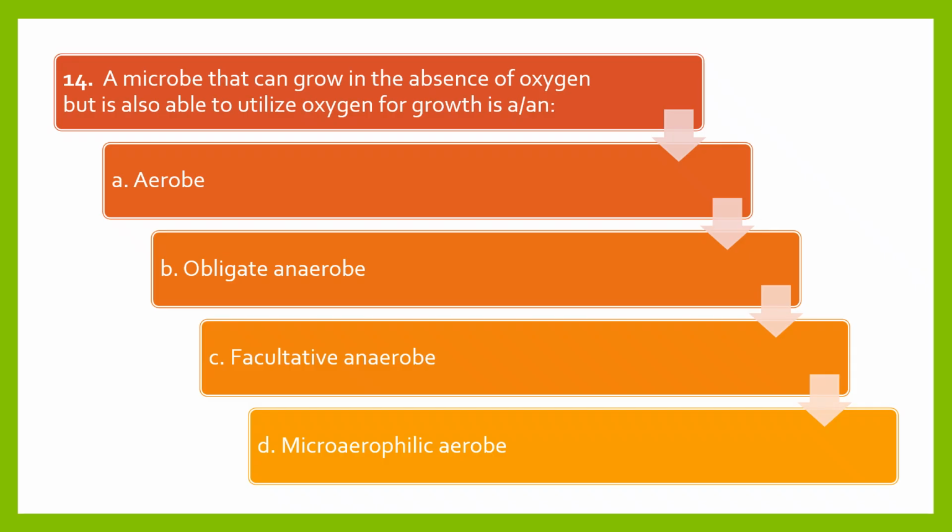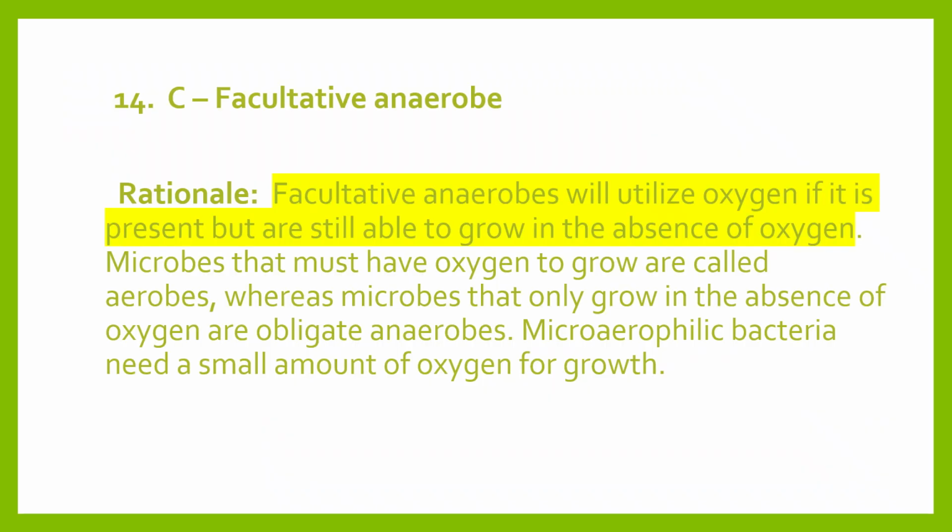Question 14. A microbe that can grow in the absence of oxygen but is also able to utilize oxygen for growth is A, an aerobe, B, obligate anaerobe, C, facultative anaerobe, or D, microaerophilic aerobe. The answer is C, facultative anaerobe.